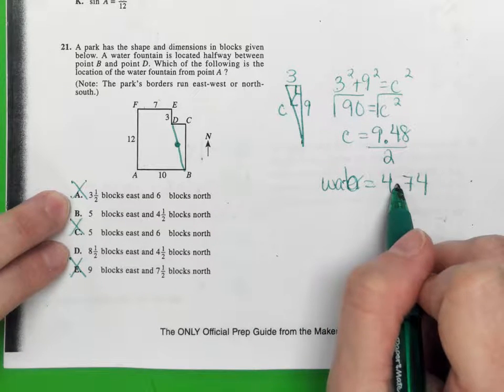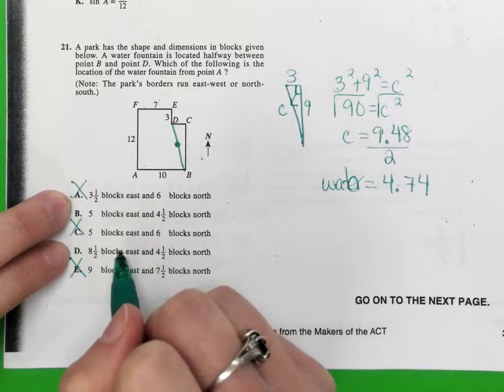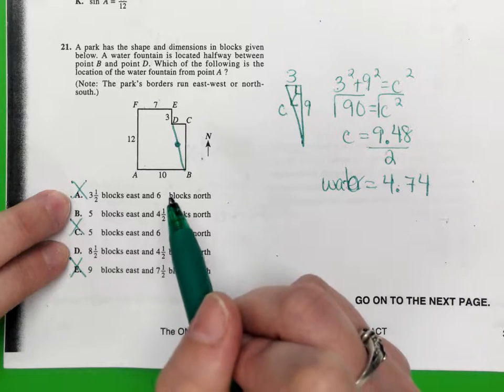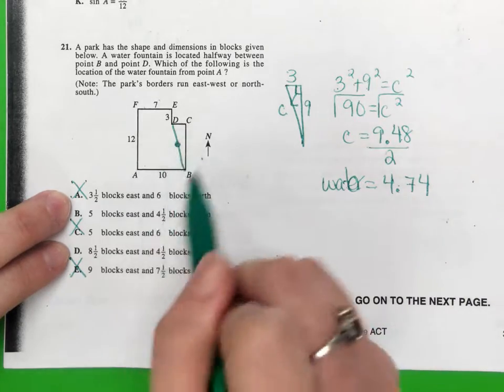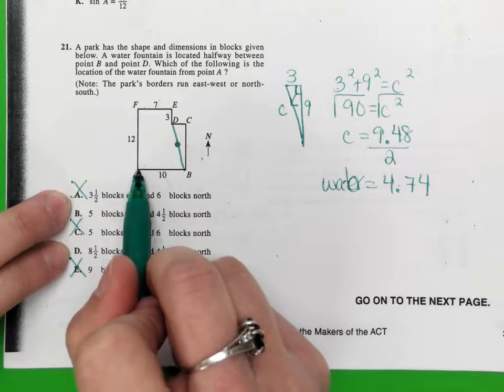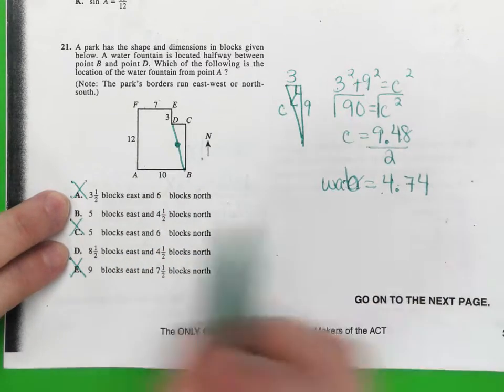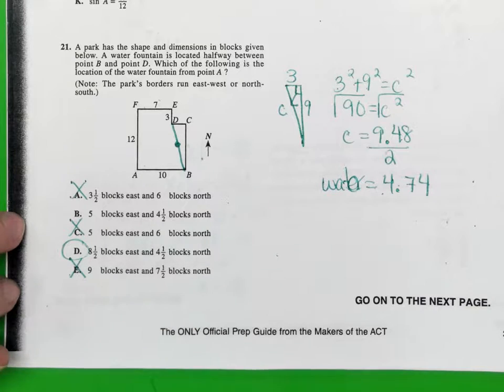All right, now let's see. We need to walk east. So if we're going to walk east, just for the sake of time, let me show you something real quick, okay? So we don't have to do any more math. How far east does this picture show us we're going to go? 10. Which one's the closest to 4.5 and 10? D, okay? Just for the sake of time, okay?